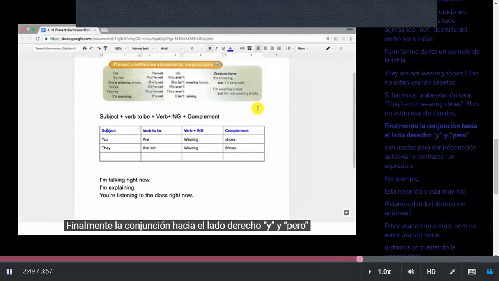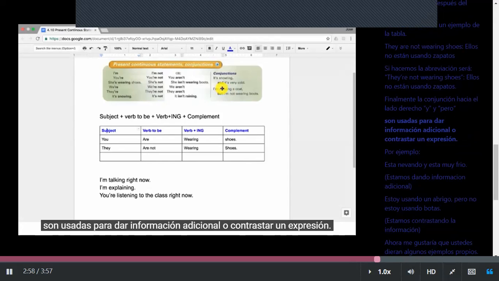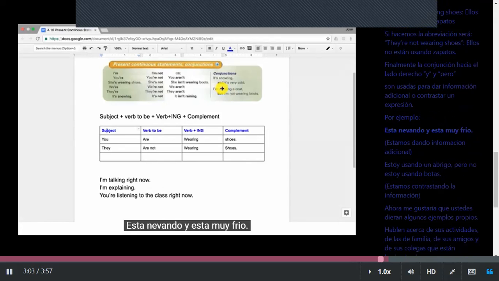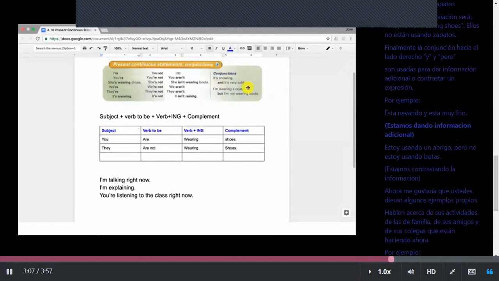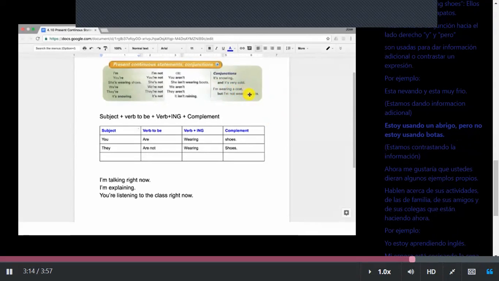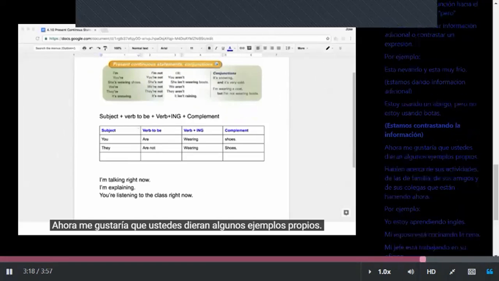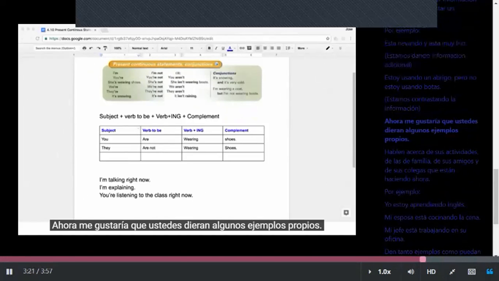Finally, the conjunctions towards the right-hand side, and, but, are used to give additional information or to contrast an expression. For example, it's snowing and it's very cold. That's giving additional information. I'm wearing a coat, but I'm not wearing boots. That's contrasting information.